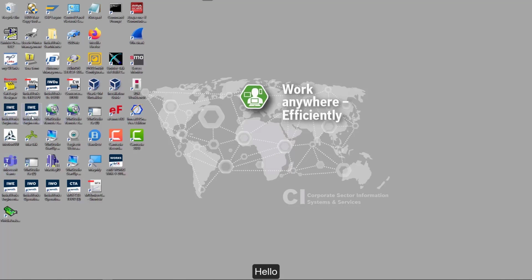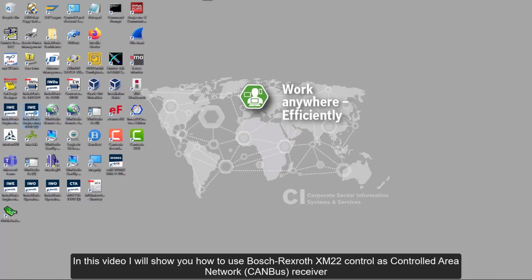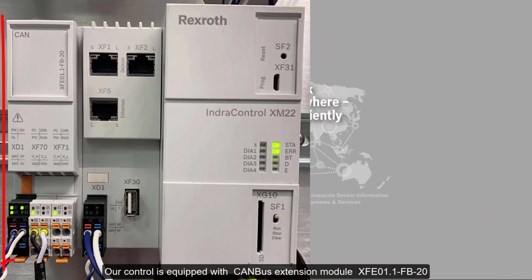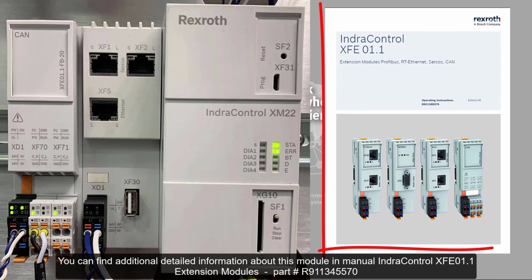Hello. In this video, I will show you how to use Bosch Rexroth XM22 control as a controlled area network receiver. Our control is equipped with CAN bus extension module XFE01.1-FB-20. You can find additional detailed information about this module in the manual IndraControl XFE01.1 extension modules, part number R911345570.